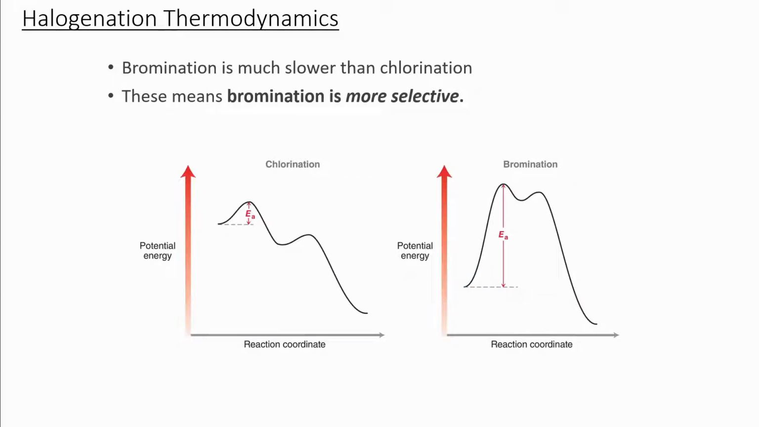Halogen reaction can occur with both bromination and chlorination. Bromination is much slower than chlorination because it has a higher activation barrier, and that means bromination is much more selective than chlorination.